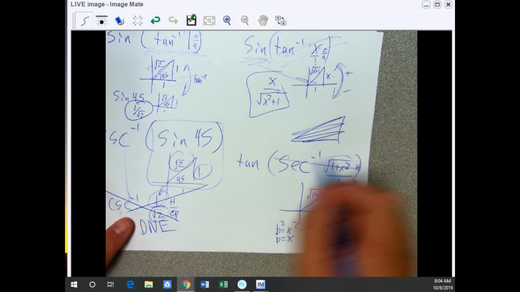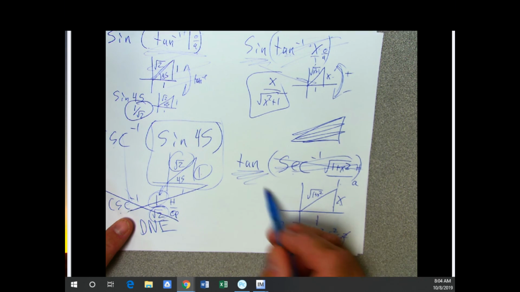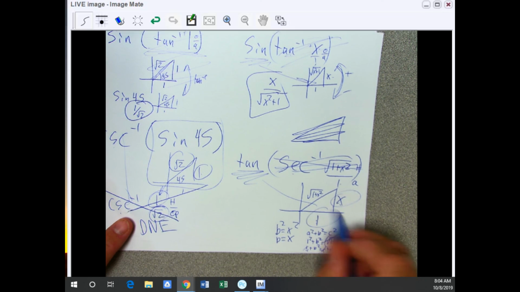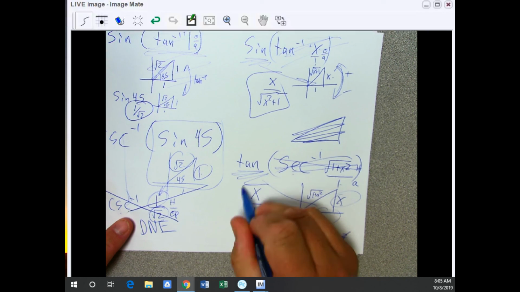Now, at this point, I'm done with this. I need to find the tangent of that. Tangent would be opposite over adjacent, x over 1, or just x.